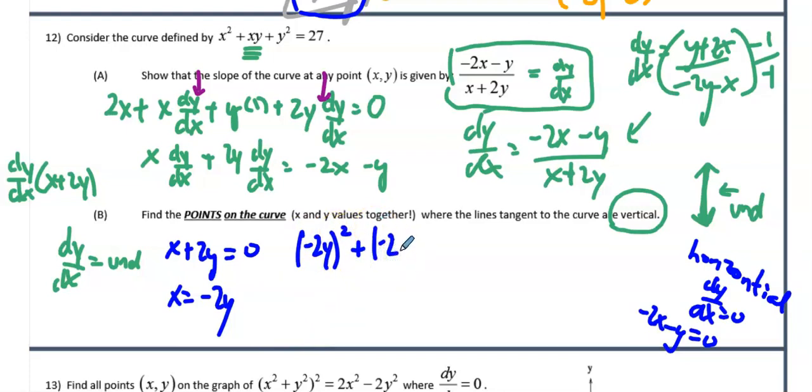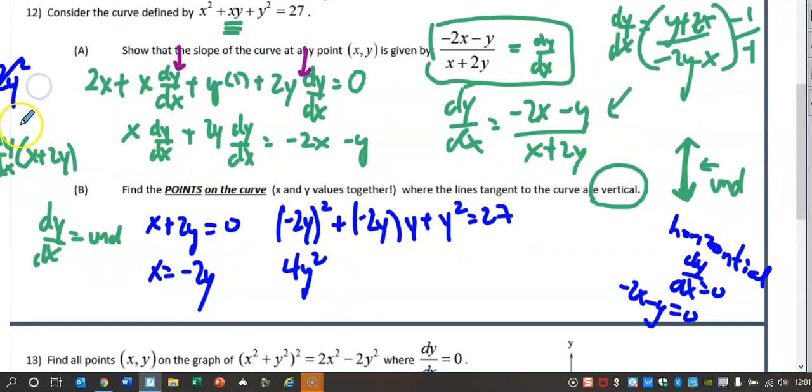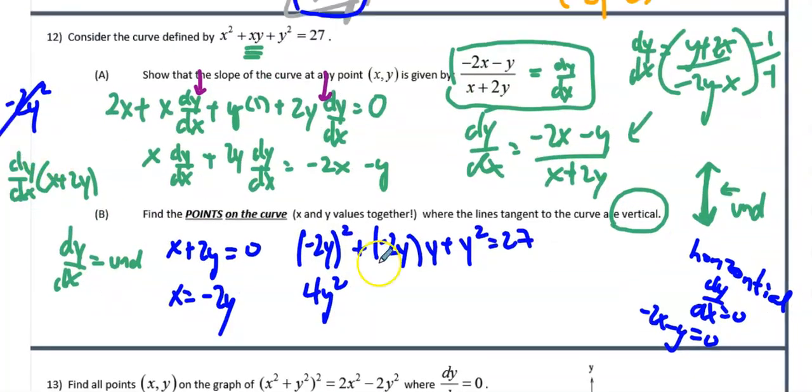You're going to look at this and be like, oh my goodness, this is going to be crazy. But it's not going to be crazy. It's going to be pretty awesome because look what is going to happen. So all this is going to be 4y squared. Please make sure you guys do remember to square the negative 2. Students always make that silly mistake. They always write it like negative 2y squared. That is a bad idea to do, right? So I get 4y squared minus 2y squared plus y squared is equal to 27.